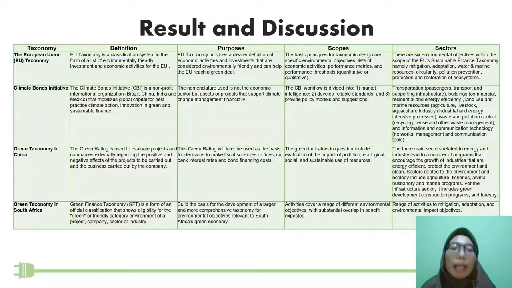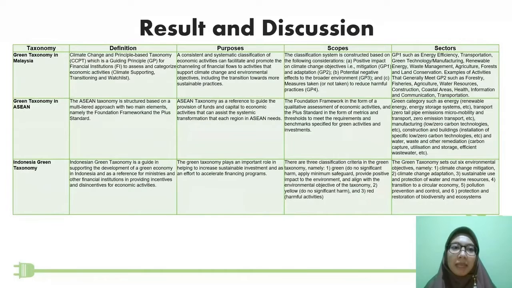And the fourth taxonomy is Green Taxonomy in South Africa. The Green Finance Taxonomy, or GFT, is a form of official classification that shows eligibility for the green or environment-friendly category of a project, company, sector, or industry, and the purpose is to build the basis for the development of a larger and more comprehensive taxonomy for environmental objectives relevant to South Africa. Activities cover a range of different environmental objectives with substantial overlap in benefit expected, and a range of activities to mitigation, adaptation, and environment impact objectives.